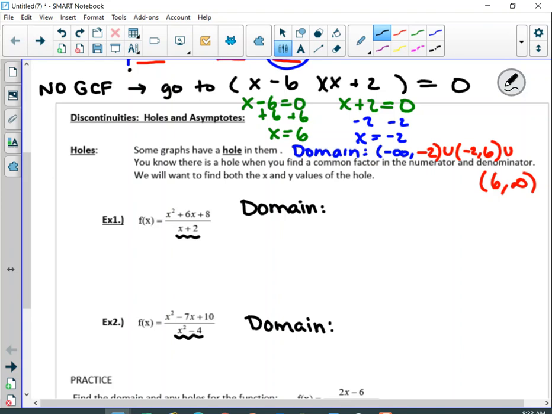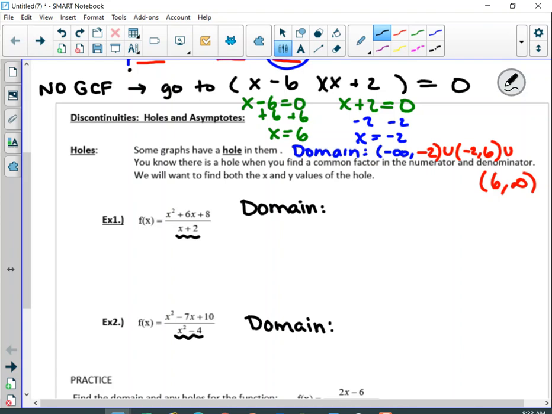The bottom's going to be for domain. We're going to ignore the top for now. Eventually, we're going to worry about it. Okay, so we're going to ignore the top for now. Look at your denominator. Figure out the numbers that make your denominator go to 0.